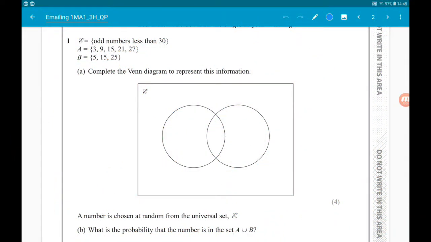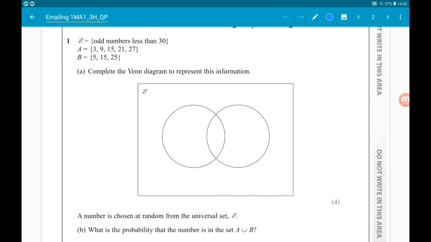Okay, question 1, a Venn diagram. The universal set is all of the odd numbers less than 30. Set A contains 3, 9, 15, 21, 27, and set B contains 5, 15, 25. We want to complete the Venn diagram to represent this info.